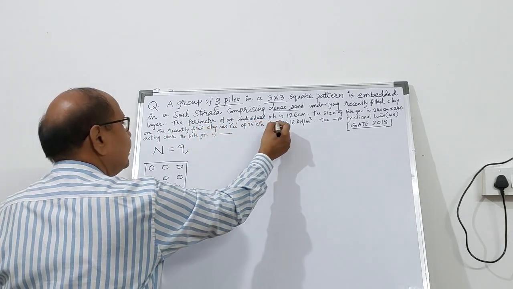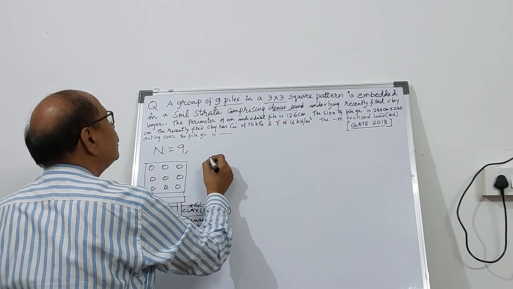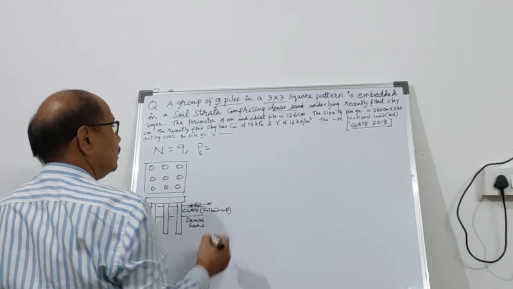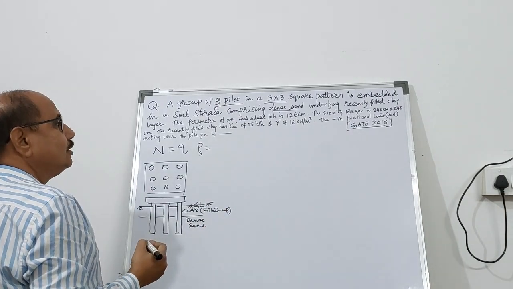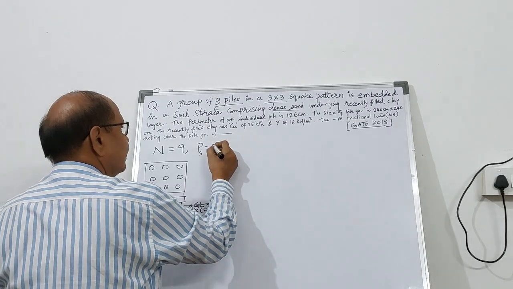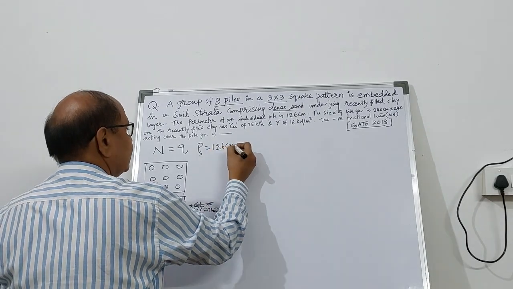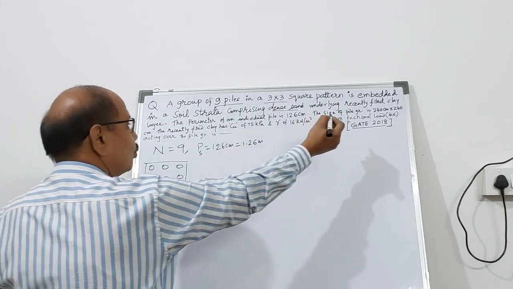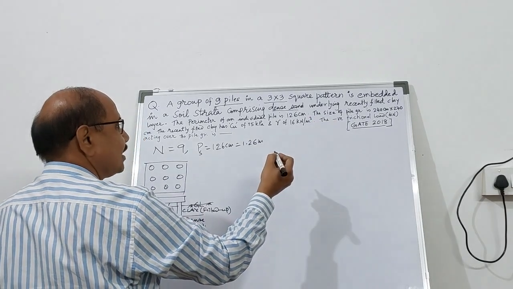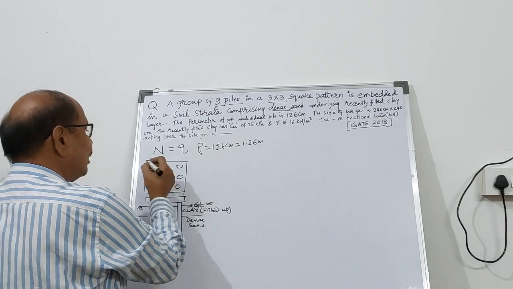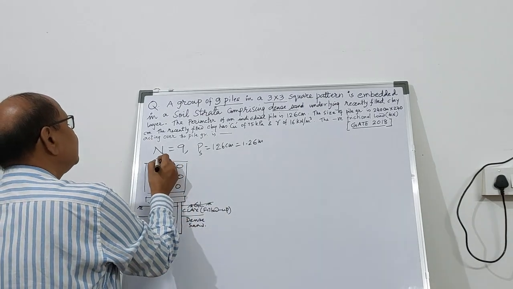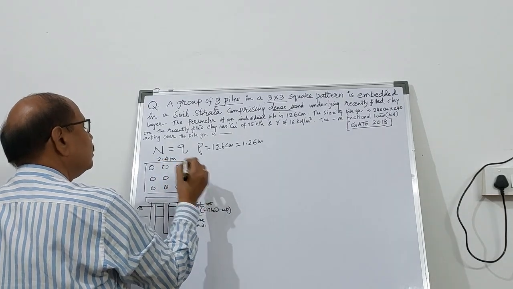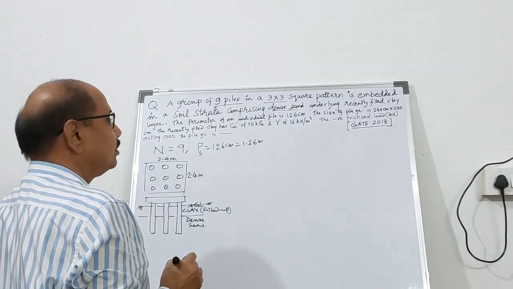The perimeter of an individual pile, the perimeter P of a single pile, is given over here as 126 centimeter, that means 1.26 meter. The size of the pile group is 240 centimeter by 240 centimeter. So the pile group size is 2.4 meter by 2.4 meter.